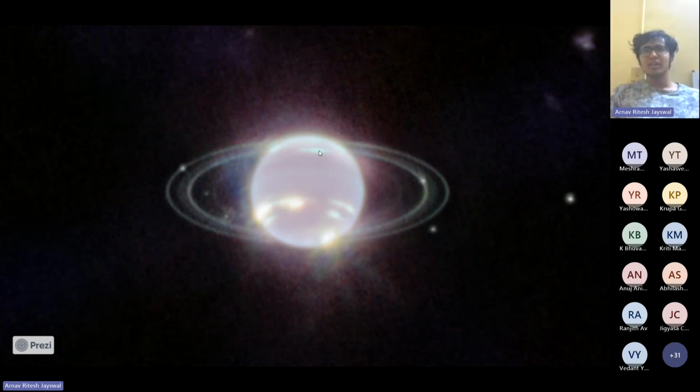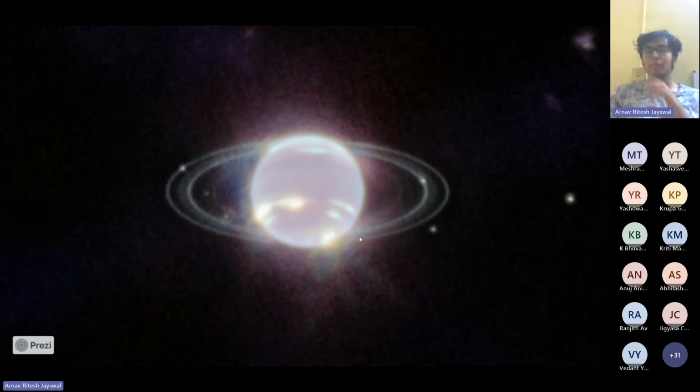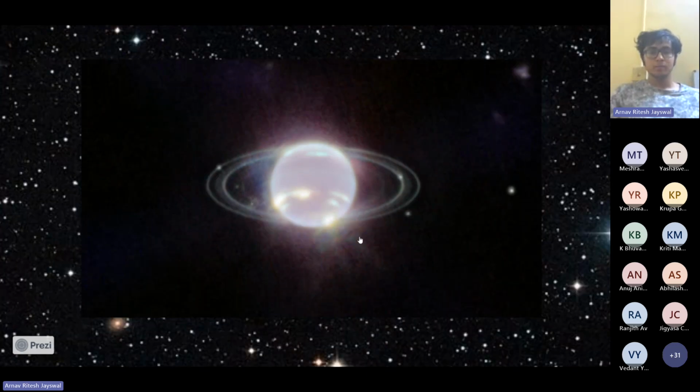It was observed to have rings in just like a couple photos before, and this just confirmed Neptune's rings. You can also see the clouds on Neptune, and also you can see some of its moons. So this was the clearest image of Neptune we have ever taken from a space telescope, which was revolutionary.